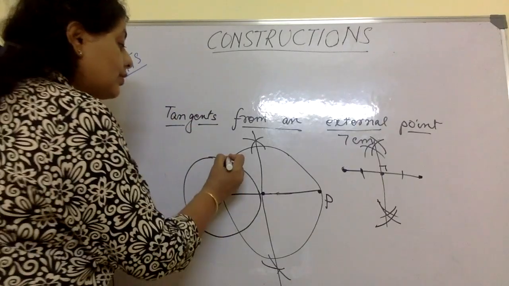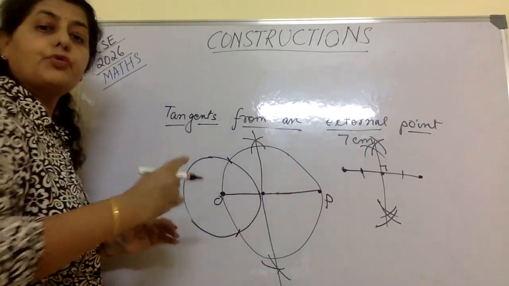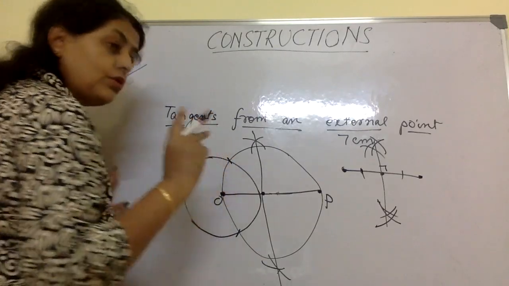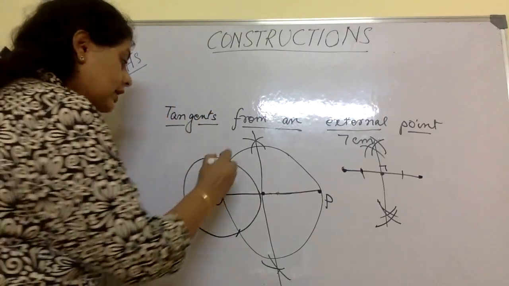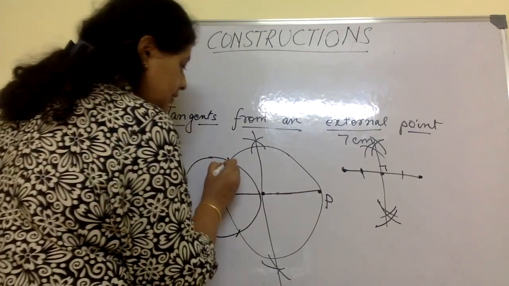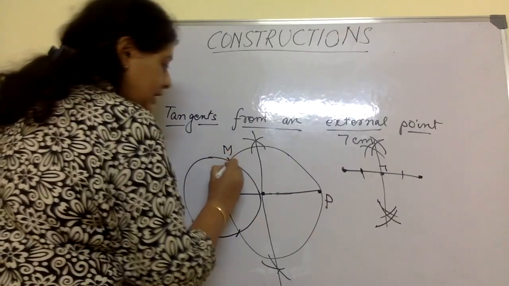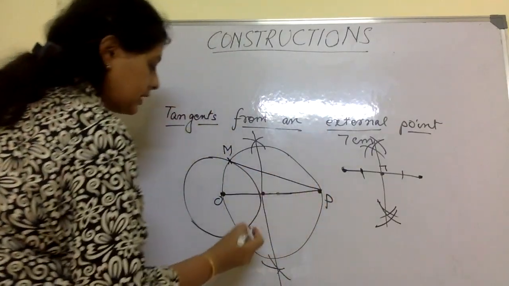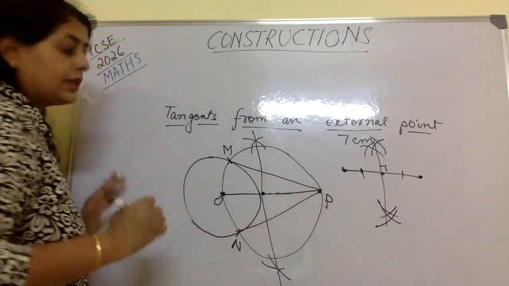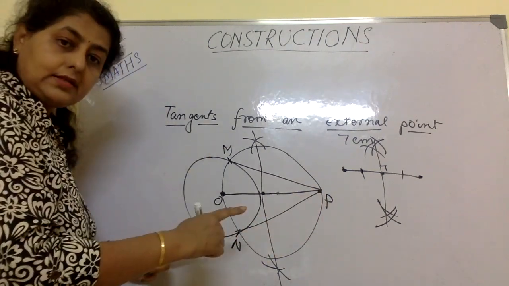What is important now are these 2 points. They become very, very important. Why? Because as I told, we need 2 points to draw a straight line. This point here, let me name it M, and join it to P. Name this one N and join it to P. You have got your tangents from an external point.